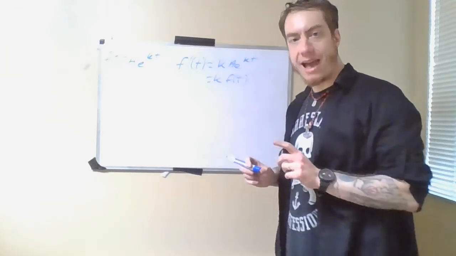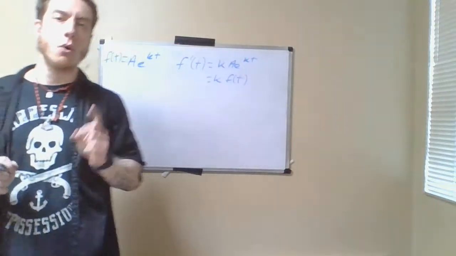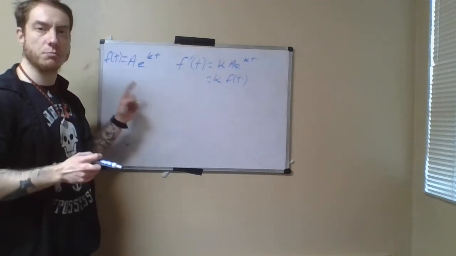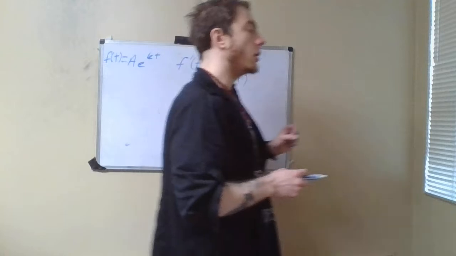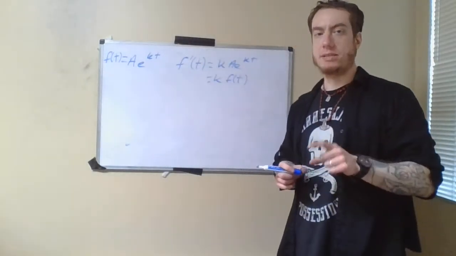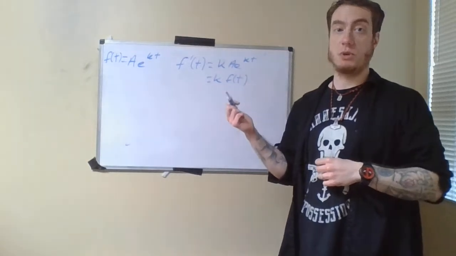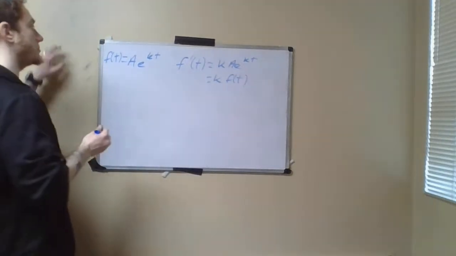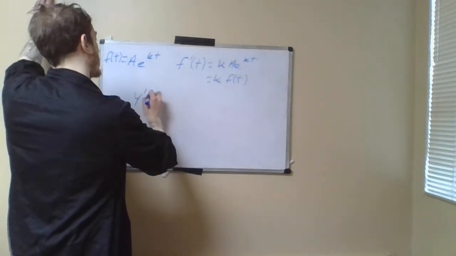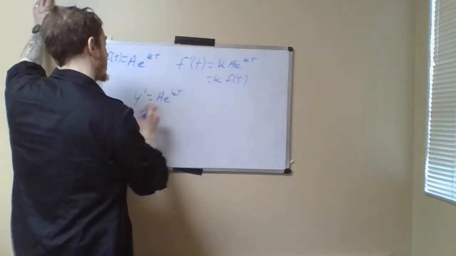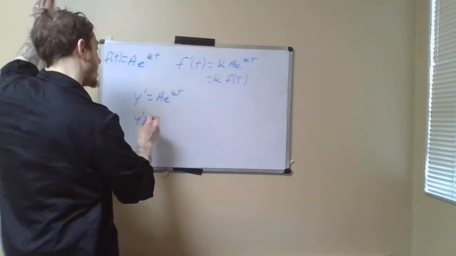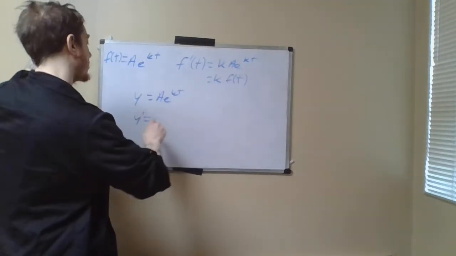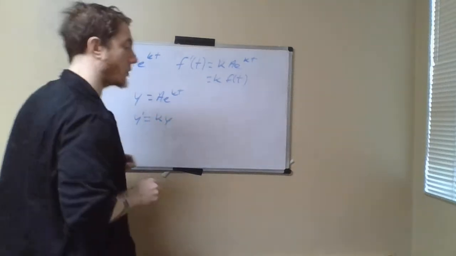Now, it turns out, as we will see soon, these are the only functions with this property. So any function that has a derivative which is proportional to itself has to be one of these types of functions. It's not yet obvious, though, that these are the only functions with this property, but we can see they do have this property. So what this means in particular is that if y is equal to ae to the kt, then y prime is equal to k times y.